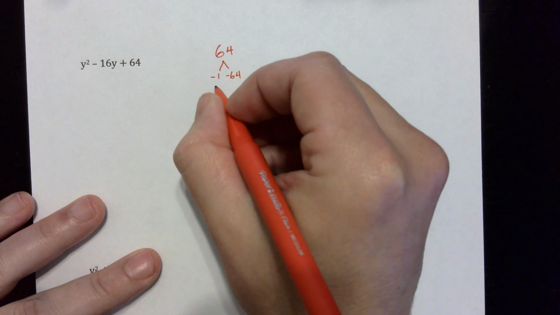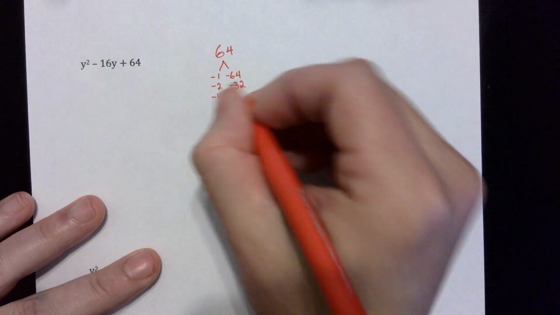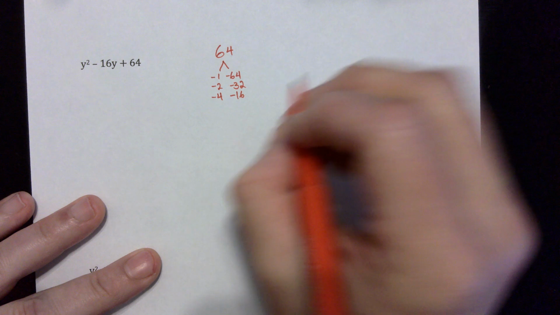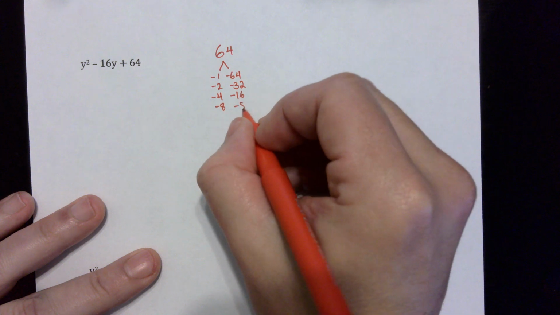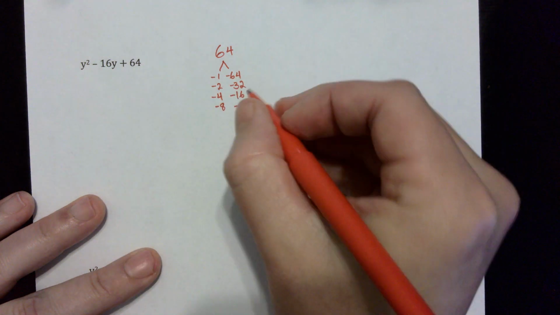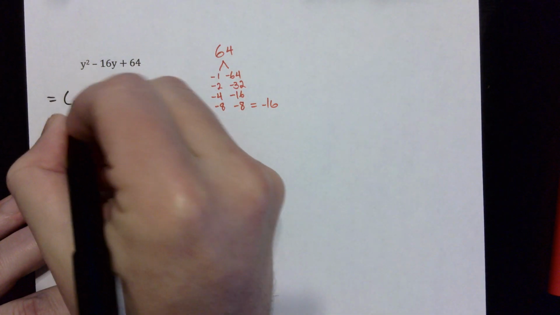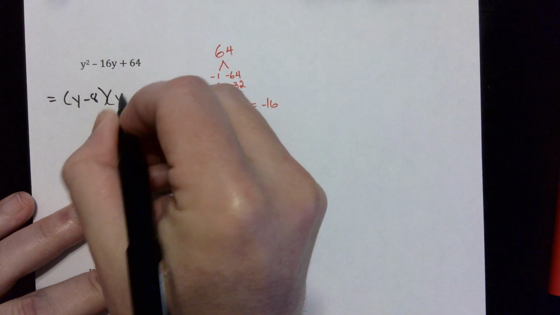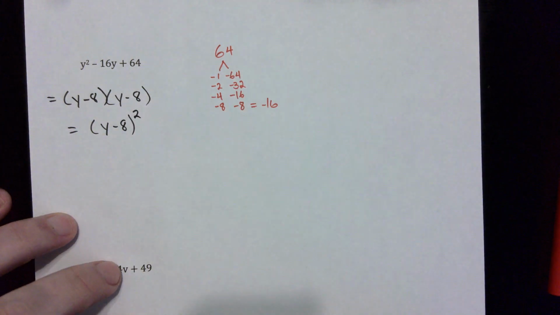It doesn't add up to get negative 16. Negative 2, negative 32 also doesn't work. Negative 4 and negative 16, we're getting closer, but that one still doesn't work. That adds up to negative 20. And then negative 8 and negative 8. Negative 8 and negative 8 multiply to get positive 64 and also add to get negative 16. So that's the one we're going to use. So this will factor into y minus 8, the y because of this and the minus 8 because of this, and another y minus 8, which means it'll factor into y minus 8 squared.